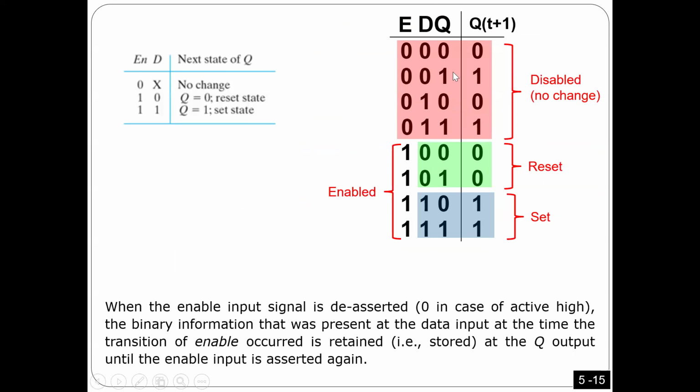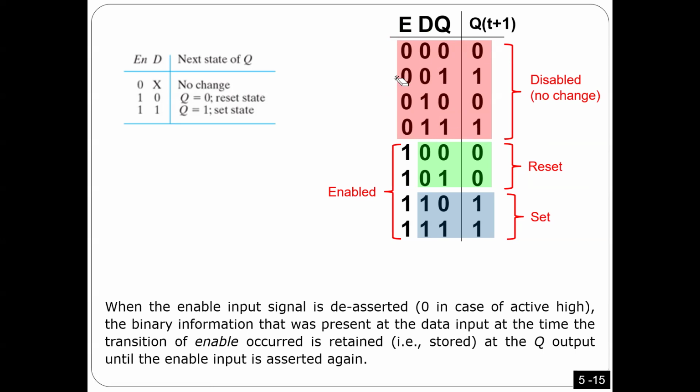Here I'm explaining how it works. In the first part, you can see the enable is 0, so it is disabled. Disabled means regardless of the value of D, there is no change. If Q is 0, it continues 0. If it is 1, it continues 1. Okay? Because it is disabled.